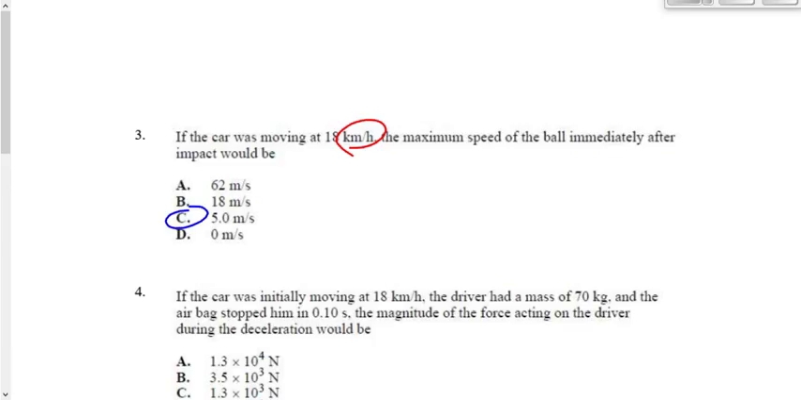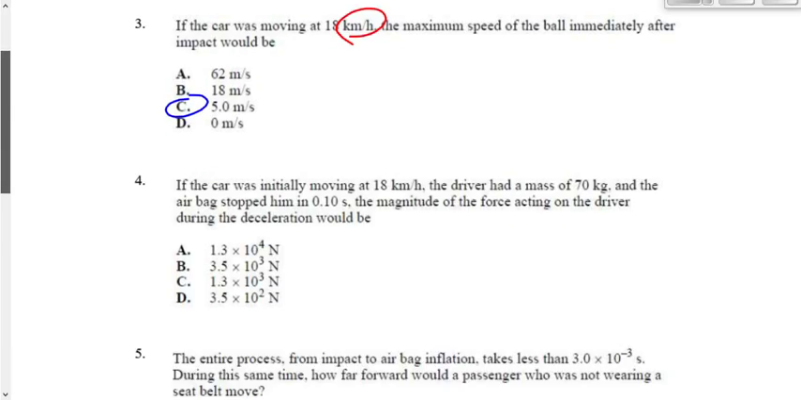So don't make that one harder than it has to be, right? Question 4: if the car was initially moving at 18, the driver had a mass of 70, and the airbag stopped him in 0.1 seconds, the magnitude of the force on a driver during the deceleration would be what? Once again, we're dealing with a time and a force, so I'm thinking impulse. I'm going to say F times delta T is equal to M times delta V.